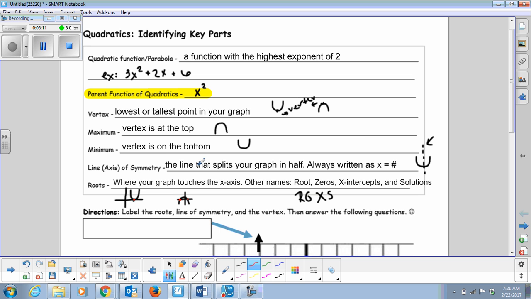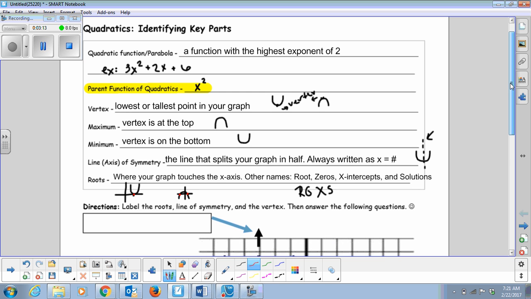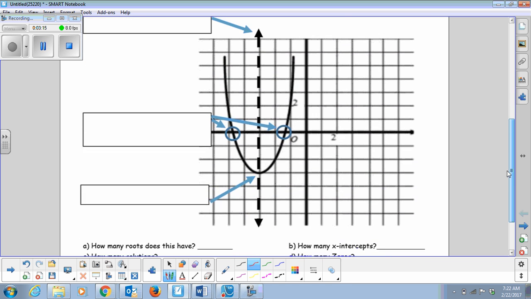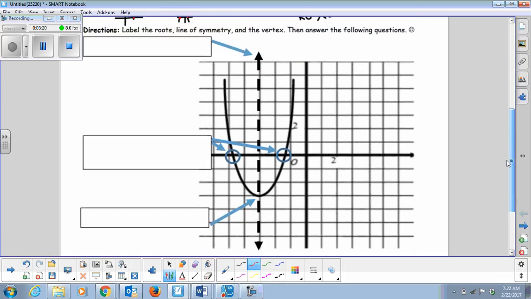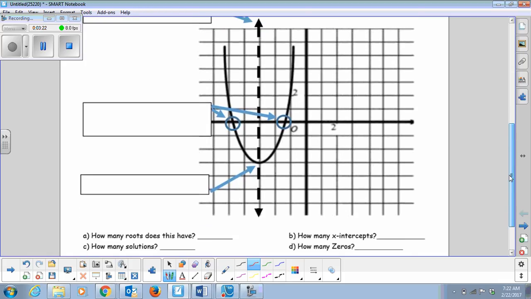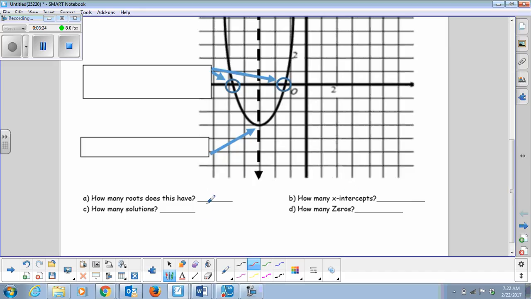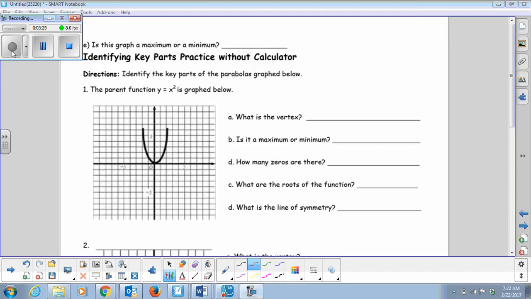Okay, so I went through those briefly, but I want you to use those words to label this picture. So figure out what the line of symmetry is, what your roots are, and what your vertex is. And go through and answer how many roots, solutions, x-intercepts, zeros, all of that. Okay, if yours got messed up a little bit like mine on the next page, E is referring to the first page, and I do want you to tell me if that first graph is a maximum or minimum. So flip back to your first page and make sure you do actually answer this question.